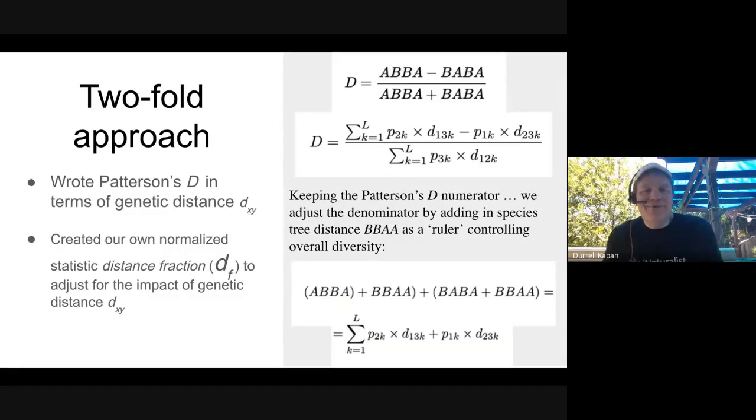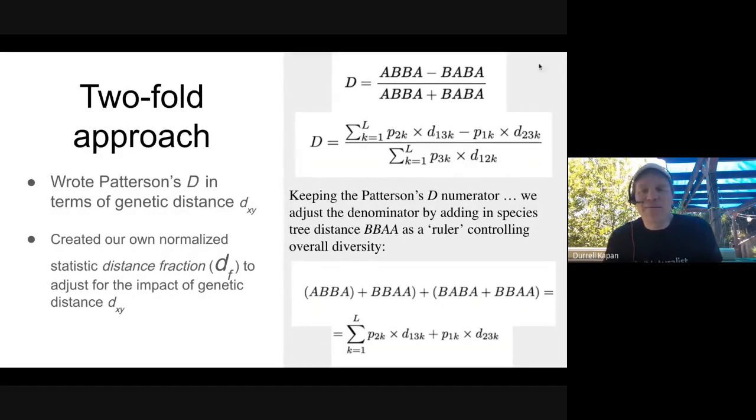So we did a twofold thing. I might be able to get into this in the questions, but we wrote Patterson's D, and actually another statistic that I don't have time to get into, in terms of genetic distance. In other words, we had the enemy of genetic distance, and we wanted to figure out if we could use it as our friend.